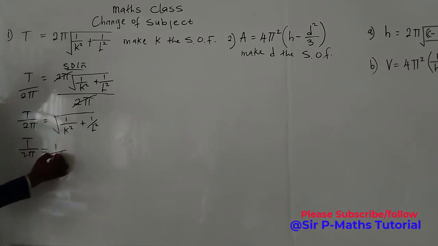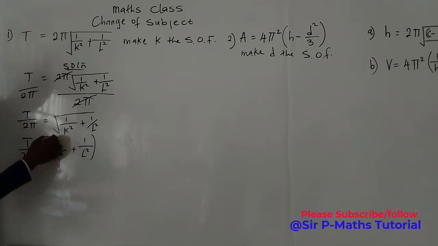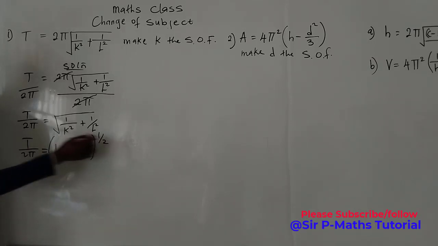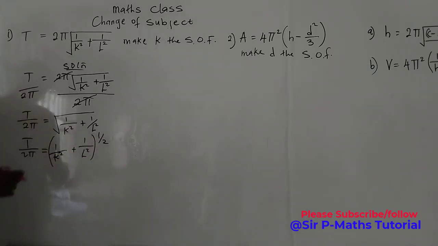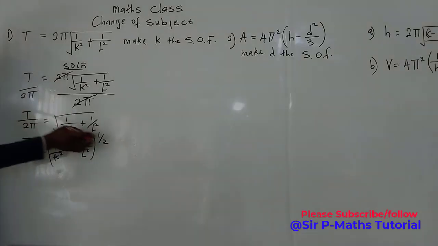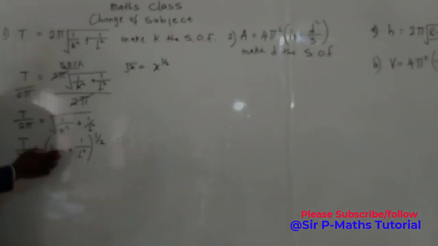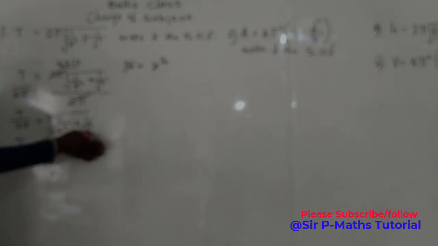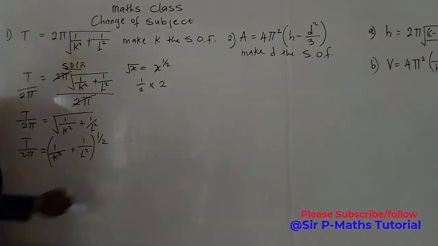this square root is same as to remove square root, I will introduce power of fraction of 1 over 2, alright? So this square root is same thing as this. If I have square root of x, it is same as x raised to the power 1 over 2, alright? So then to remove this, we introduce square to both sides. If I have 1 over 2, the multiplicative inverse is 2.